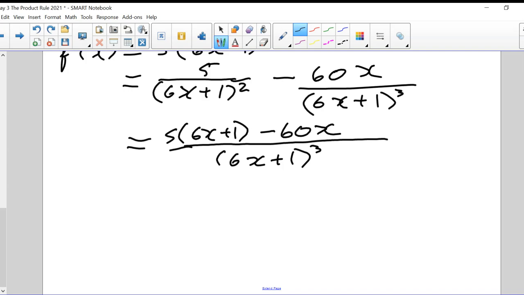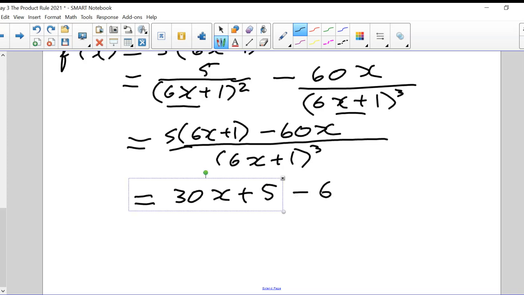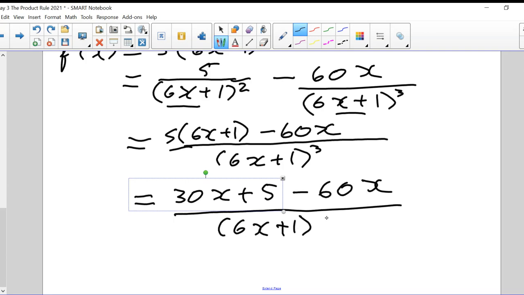Hopefully what I just did made sense. What am I multiplying this denominator by to get this denominator? It's actually 6x plus 1, so 6x plus 1 times 5. And what I multiply this denominator by to get this one is just 1, so the top is just going to be the same 6x. Then I can combine them into one, which would be 30x plus 5 minus 60x divided by 6x plus 1 cubed.